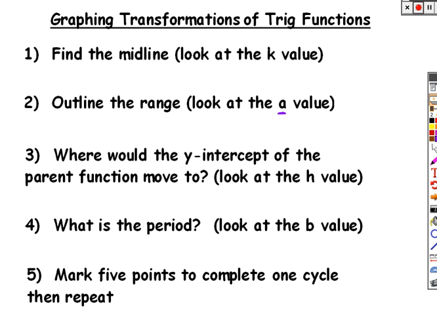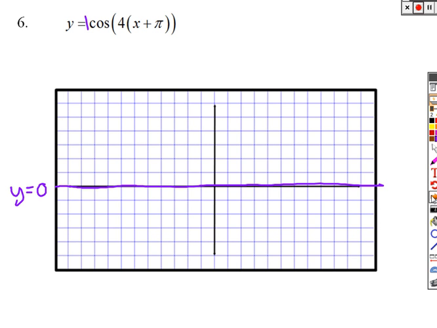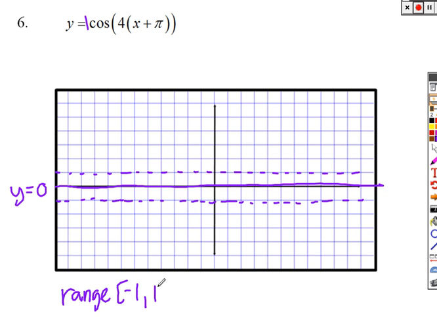So I'm just going to outline the range. The range is going to stay the same as the parent function, y equals cosine of x. And the range would just go from -1 to 1. So right now I have the midline, I have the range. The domain should be anything. I can take the cosine of any angle measure, positive, negative, 0.